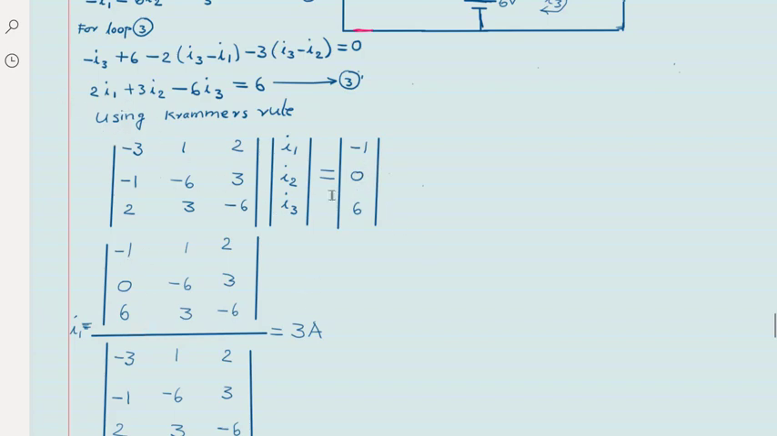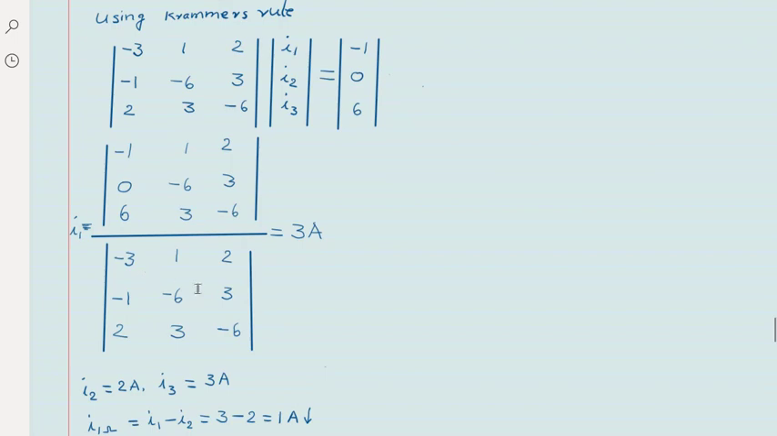So remove this, replace that with this matrix, that is minus 1, 0, 6, and the rest of the elements will remain the same like this. Then divide this with the original matrix, means you keep this matrix as it is here: minus 3, 1, 2, minus 1, minus 6, 3, 2, 3, minus 6. Once we simplify this, we get 3 amperes as the I1 current.